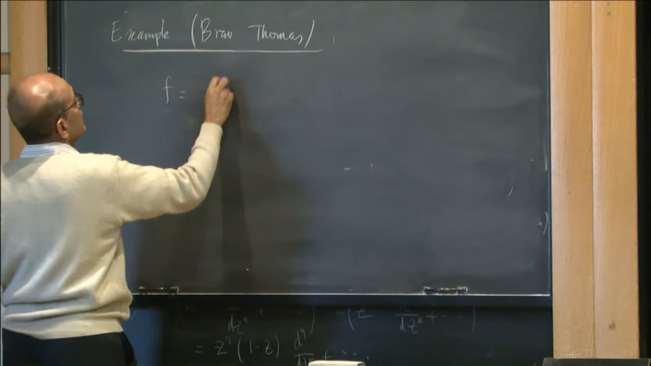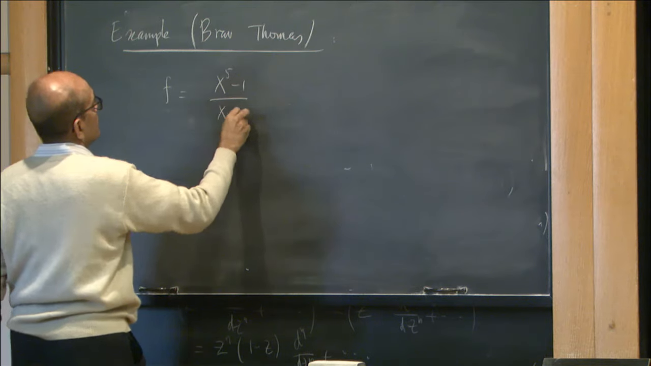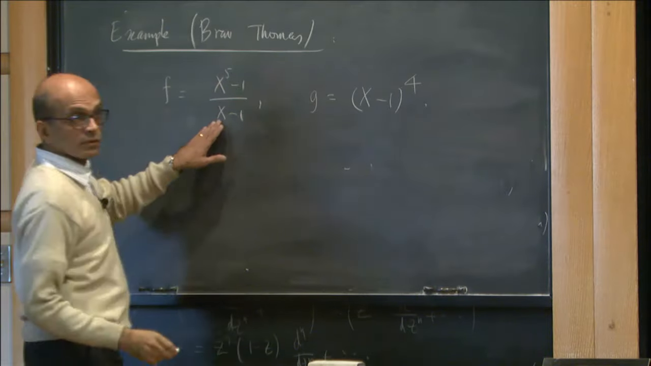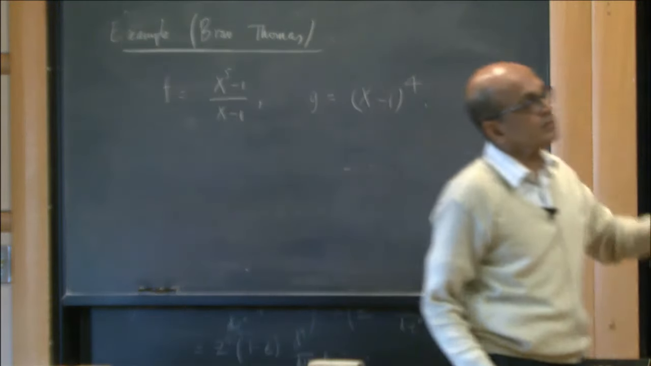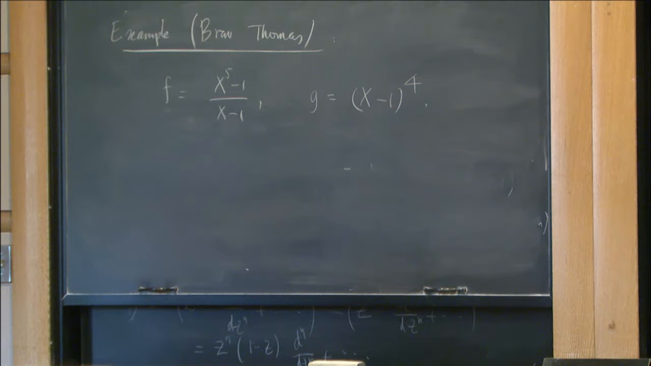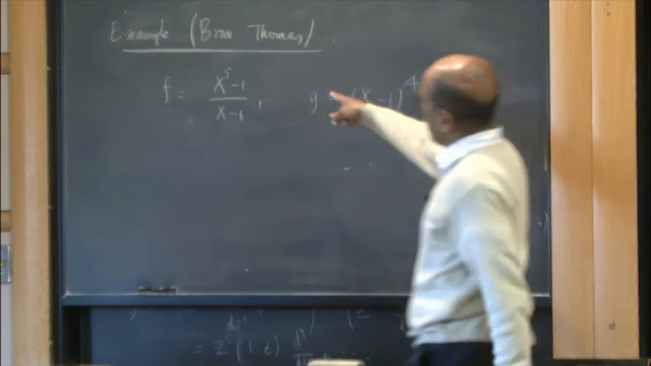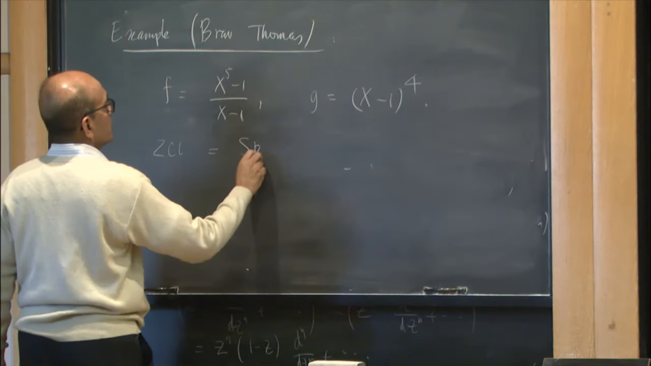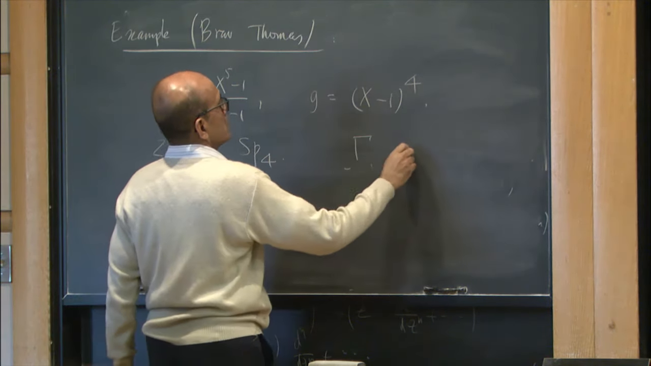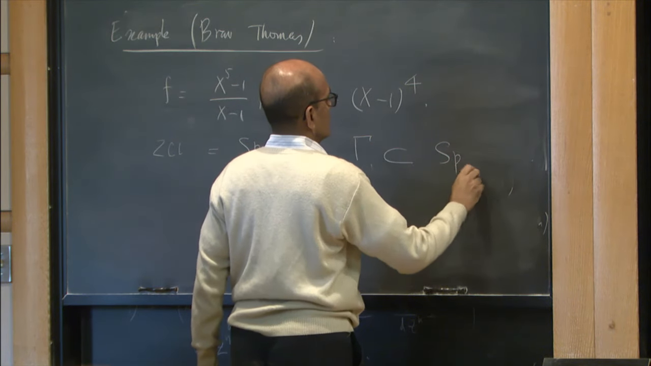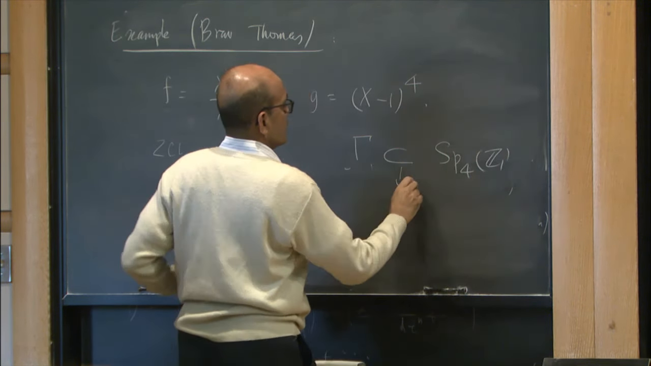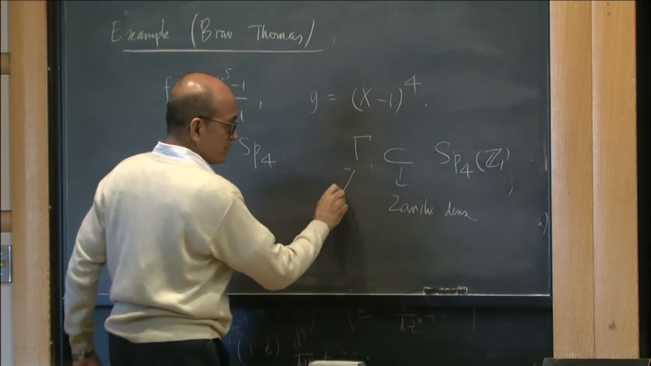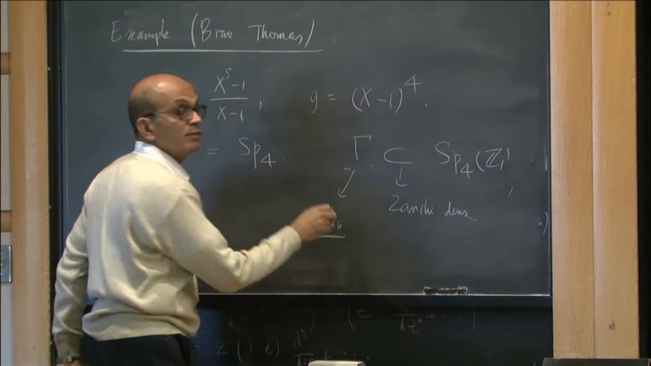If f is x to the 5 minus 1 by x minus 1, and g is as given, so these have no common factors, they satisfy all these conditions. Okay. So the value at 0 is 1. So the Zariski closure is a symplectic group. Over Z, this is Zariski dense, but this is thin. This has infinite index.